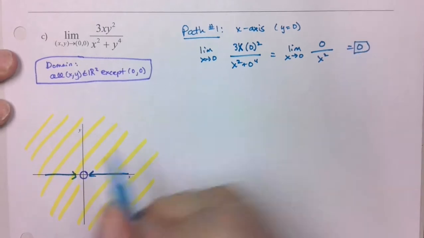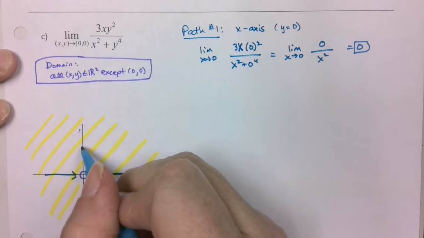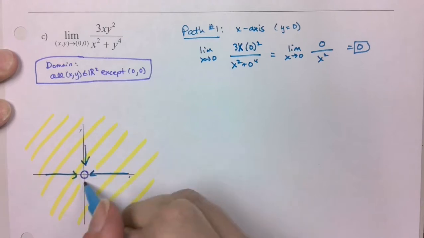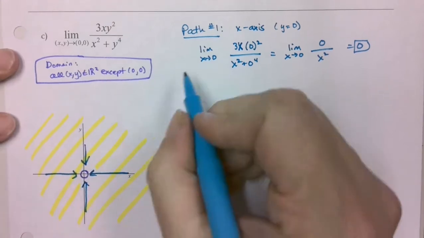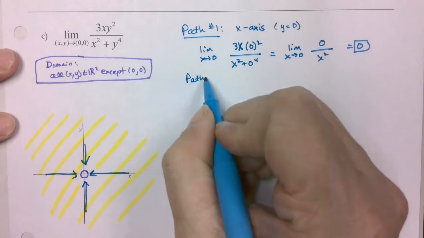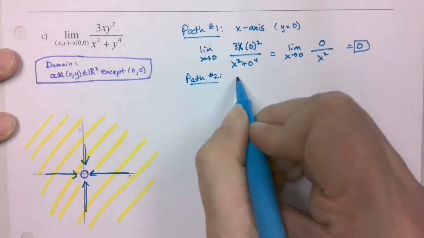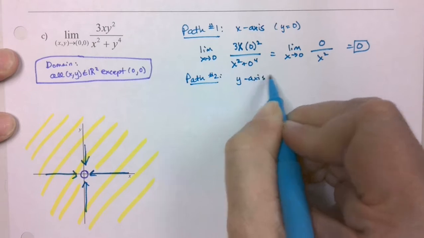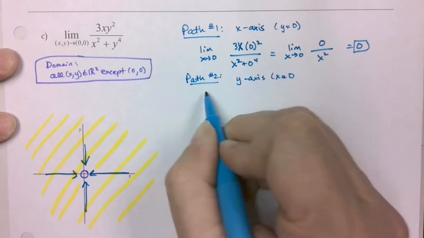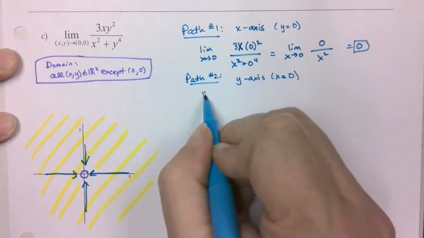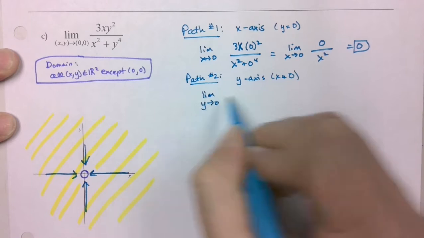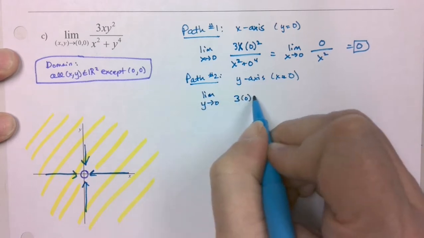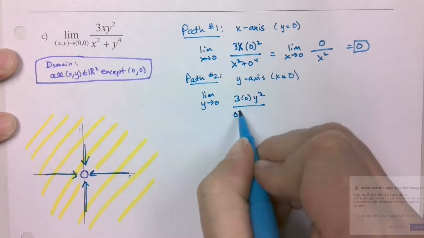And actually, I'm going to approach path number 2 also with blue, just because these are going to work out to be the same. So path number 2 is the y-axis. And we're going to be in similar trouble. If you let x be 0, it's going to cause the numerator to be equal to 0. So it'll be 3 times 0 times y squared over 0 squared plus y to the 4th.